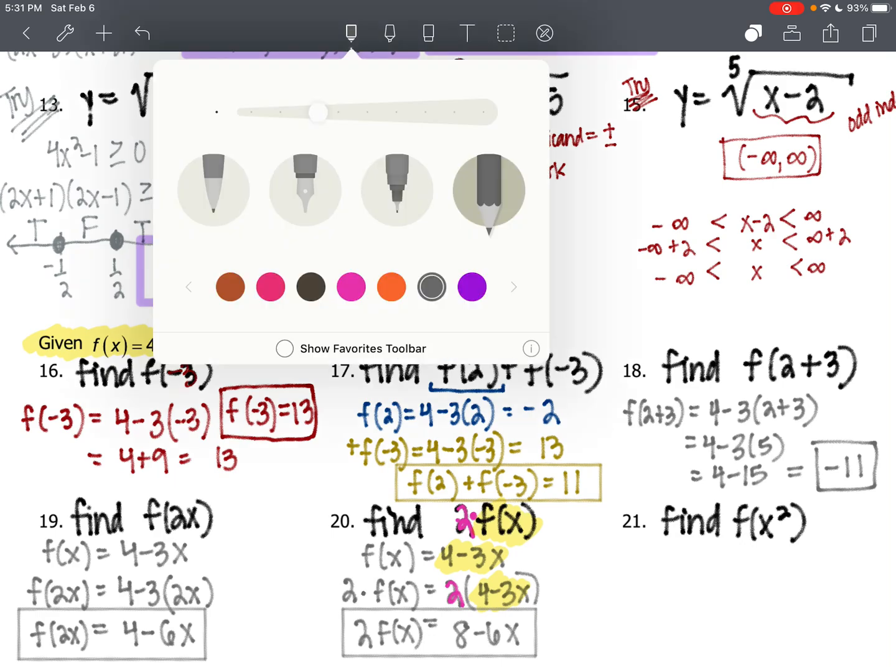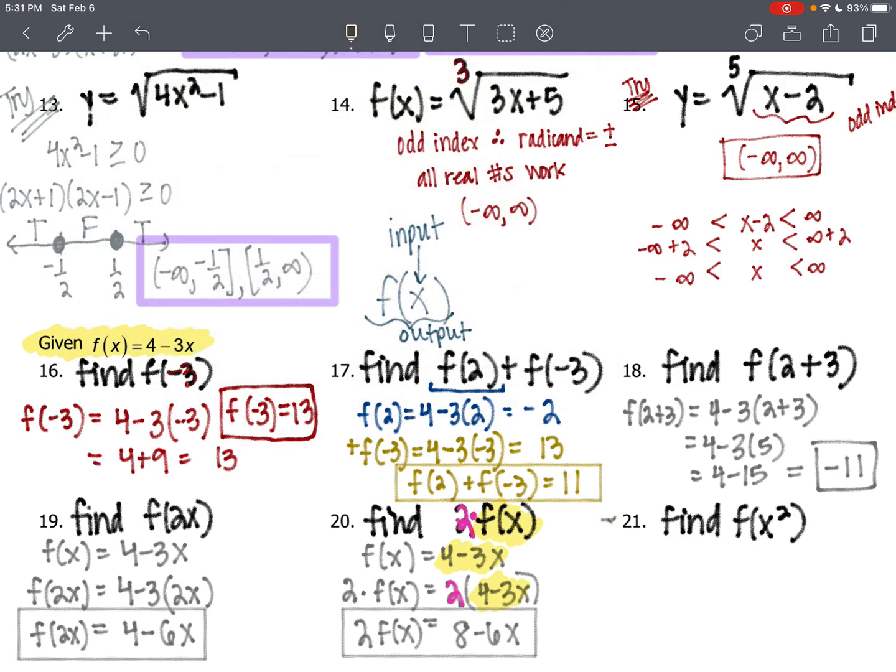Okay, you go ahead and try number 21. Try 21. It is f of x squared.